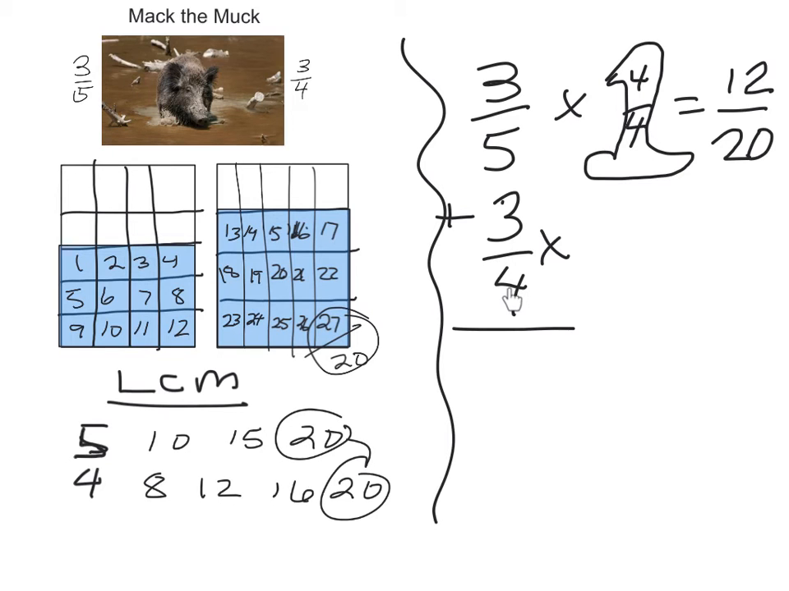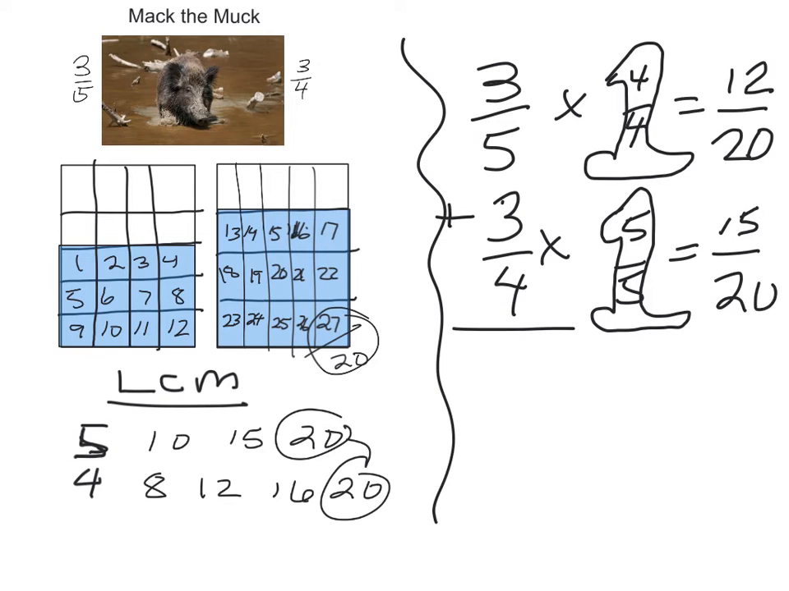So for this fraction, I need to multiply it by the giant 1 of 5 over 5. Let me do that right now. And I got 5 over 5. And now, 3 times 5 is going to give me 15, so I'm going to write 15. And then right here, 4 times 5 gives me 20, so I'm going to write my 20 right there.